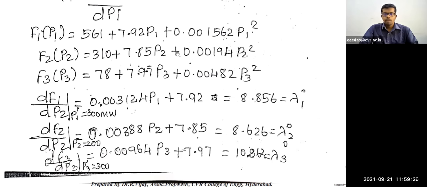7.85 P2 plus 0.00194 P2 square. Next, fuel cost function of third generating unit. F3 of P3 is equal to 78 plus 7.97 P3 plus 0.00482 P3 square. So this is the problem being given. So these fuel cost functions are being given.